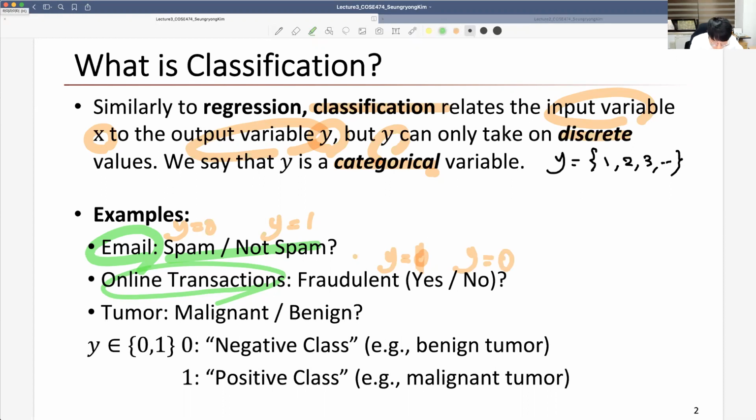Another example is tumor classification, right? Based on some features from the tumor data set, we can decide this tumor is malignant or benign. So it might be y is equal to 0 or y is equal to 1, or we can use the inverse notation. It doesn't matter.